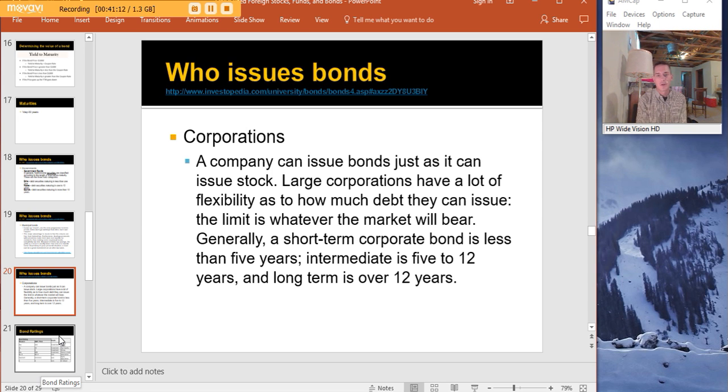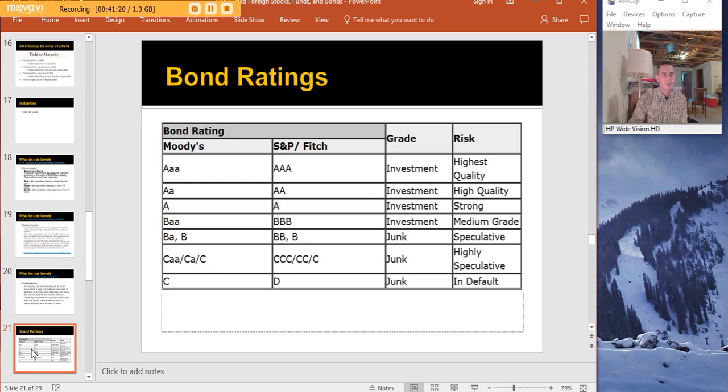So generally, a short-term corporate bond is less than 5 years. Intermediate is between 5 and 12 years, and long-term is over 12 years. And this is how bonds are rated. S&P and Fitch, the rating companies, risk analysis companies, and Moody's all rate these bonds and their risk.